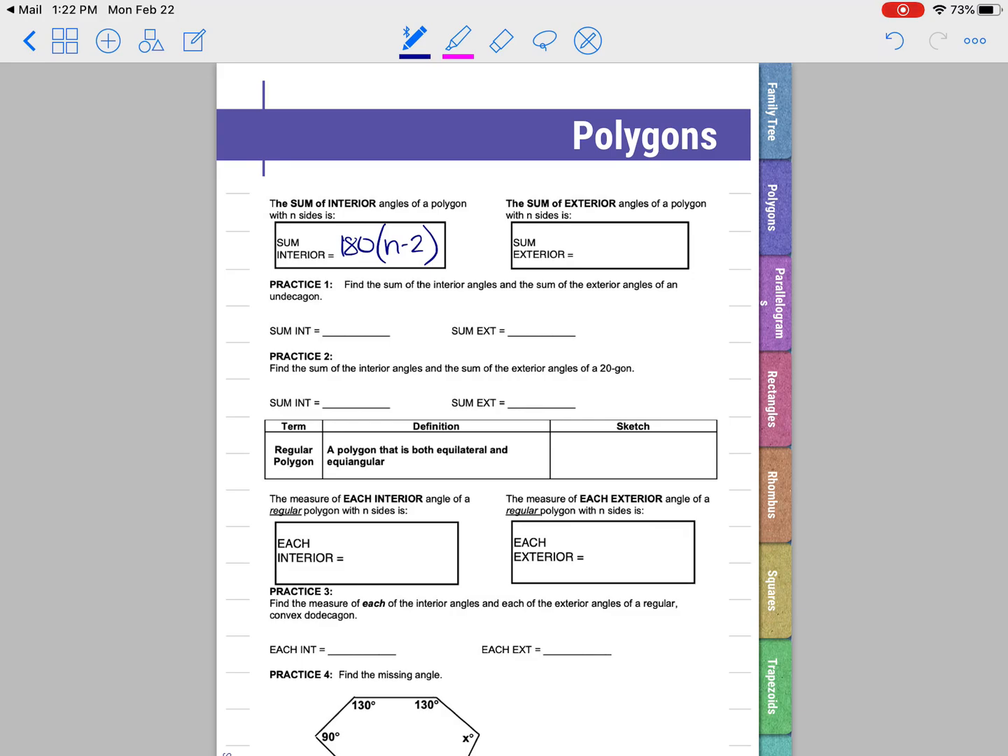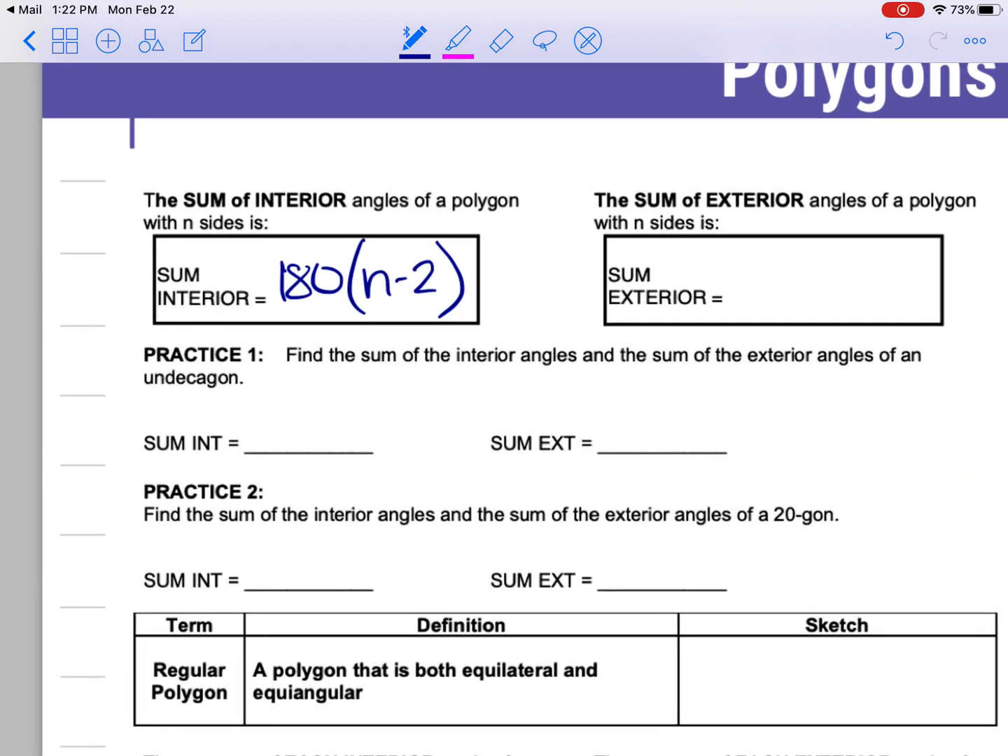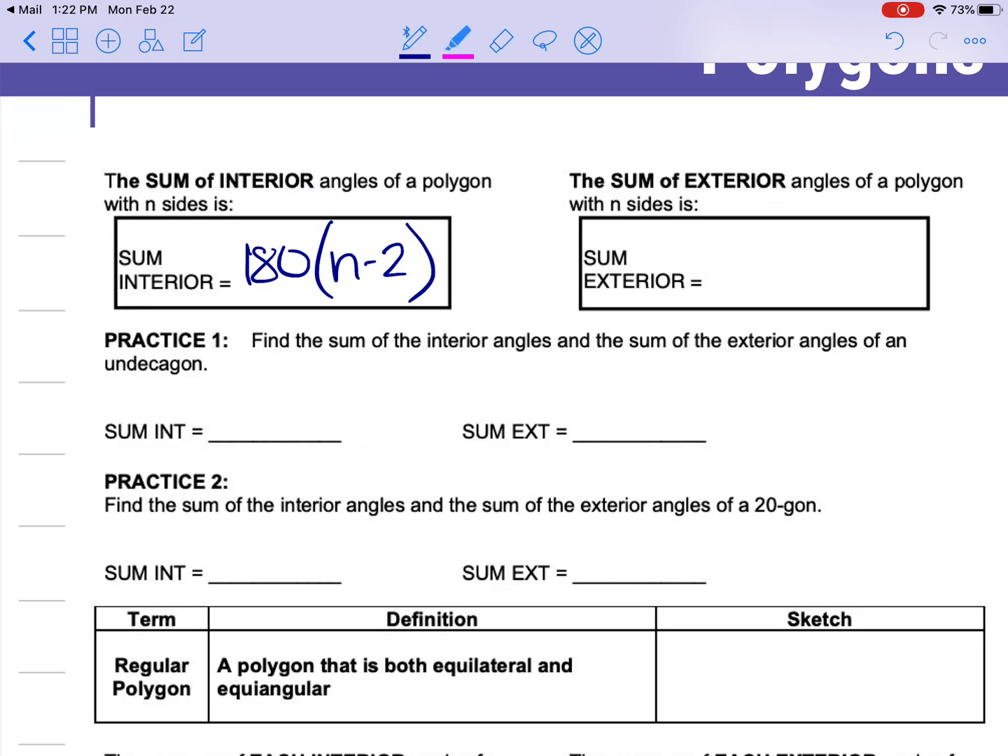Then, let's practice a few of those just to make sure you understand. Let's look at practice 1 and practice 2. First thing you need to always identify is your n. Well, if we're working here with an undecagon, we know that our n would be 11. So to find that, we would say 180 times 11 minus 2. So 9 times 180 would give us 1,620 degrees. Let's practice the next one.